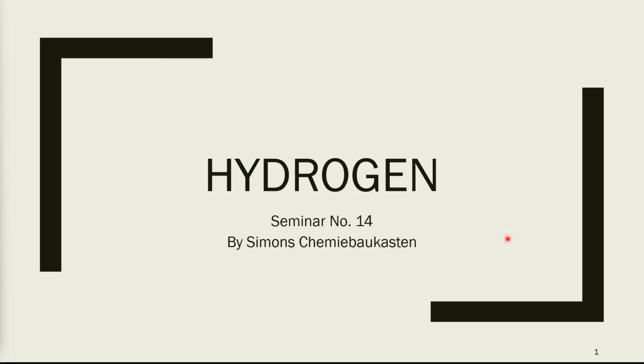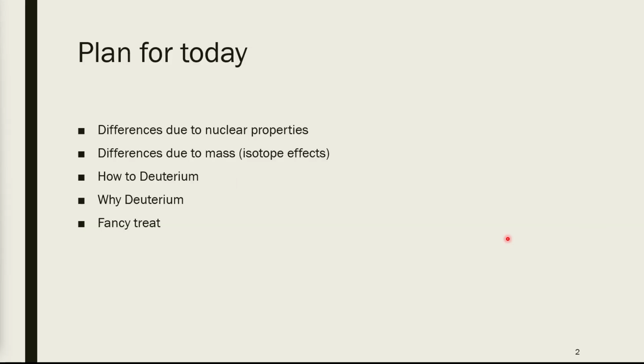Today we are going to talk about hydrogen and its isotopes. So, what's the plan for today? Differences due to nuclear properties, differences due to masses, isotope effects, how to make deuterium, why to make deuterium, and a fancy treat at the end of the presentation.